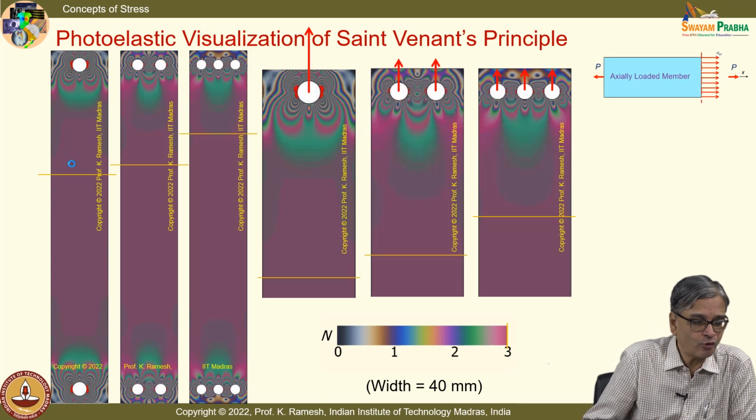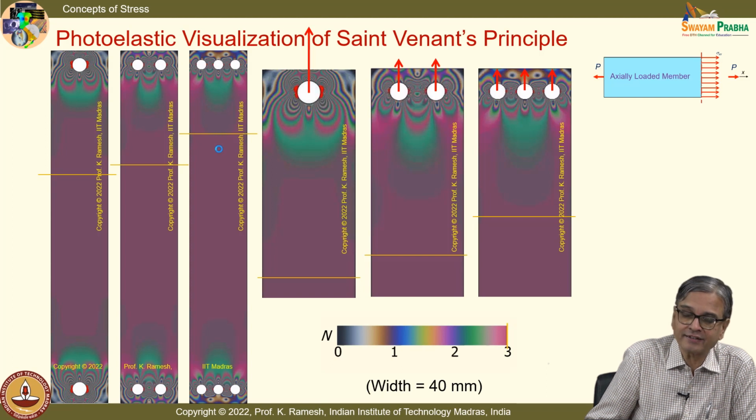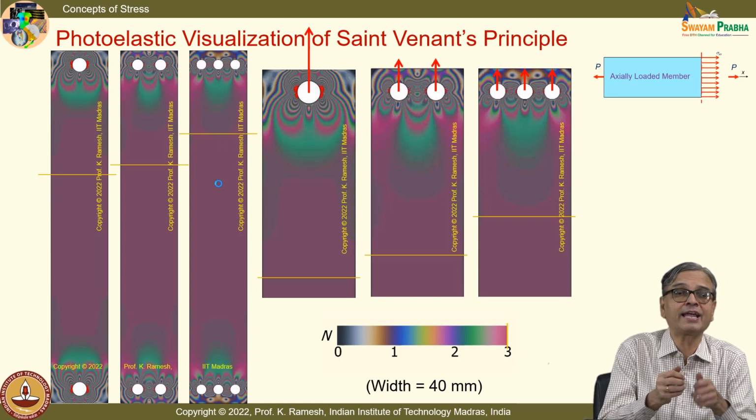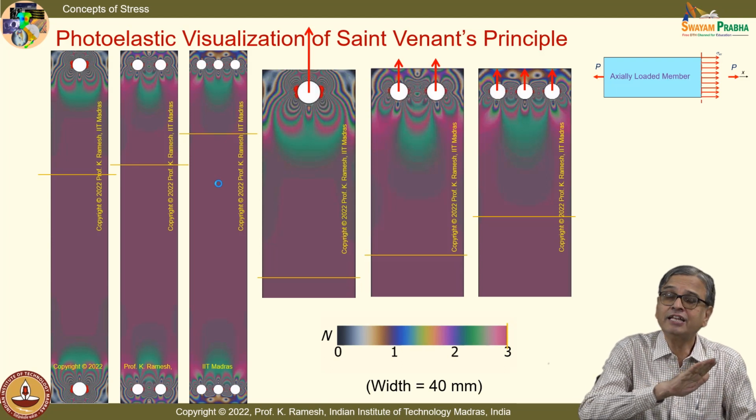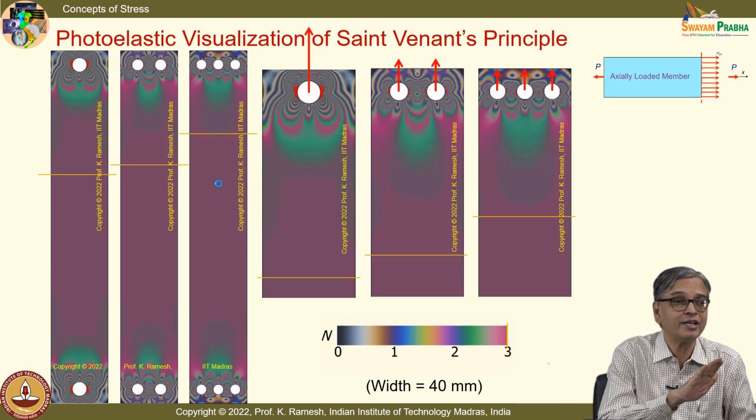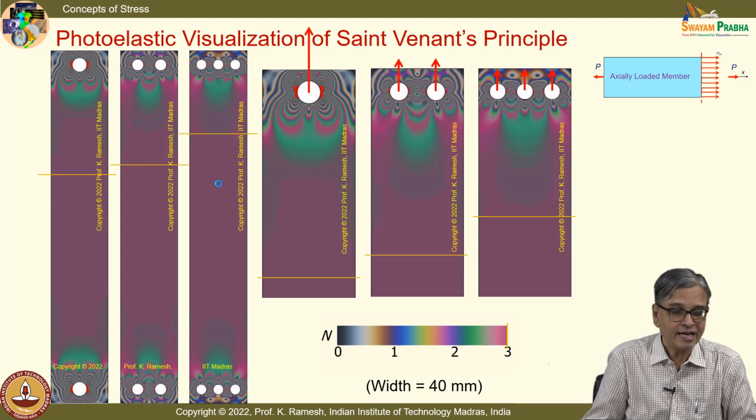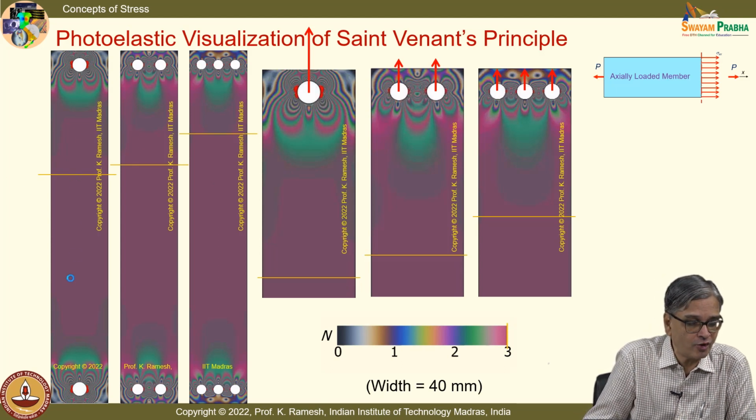And what you see here, I also have these horizontal lines put. And you find near the holes you have a beautiful fringe pattern seen, and they all die down here. We have always seen when I apply a simple tension, in the region away from the loading point, uniform color. And what you see in this is, I see the uniform color only after this line when I apply a single load. When I apply two loads, I see it after this.